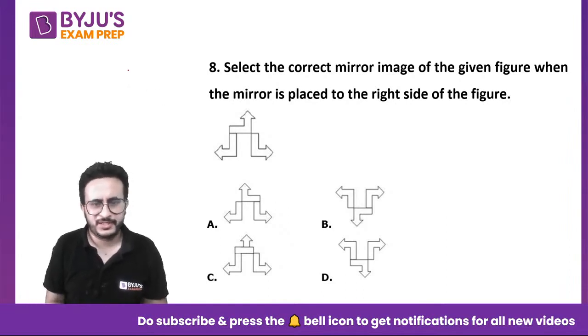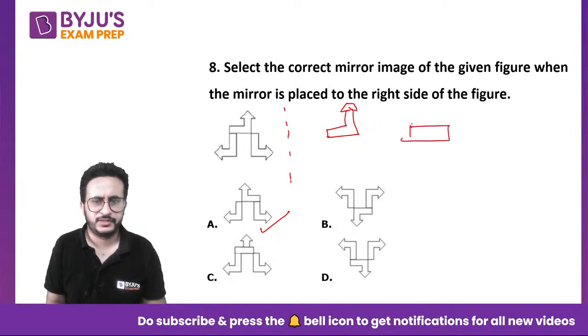Okay, so this is a mirror image. Image-based ones are quite simple. So this will be the image, right? Since left and right are the same, these two will be pointing this side. The top arrow is on the right side, so it will look like this. That is the mirror image.